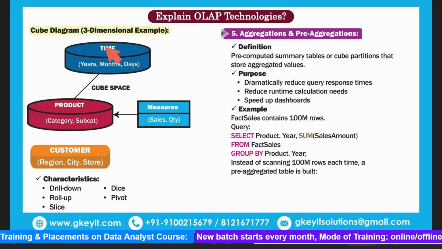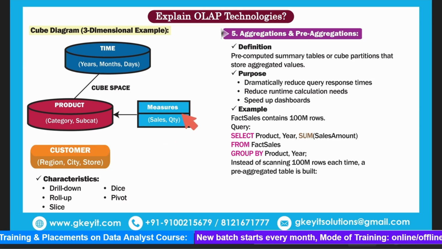Coming to the cube diagram, here is the time table, that is the date table, which has years, months, and days of data. Then the cube space, and here are product and customer. These are different dimension tables, and these are different measures available there. Characteristics: in a cube we can drill down, roll up, and we can slice, dice, and pivot the data, and we can use them for reporting. And the final point in OLAP technologies is aggregations and pre-aggregations. These are concepts in the OLAP cube.